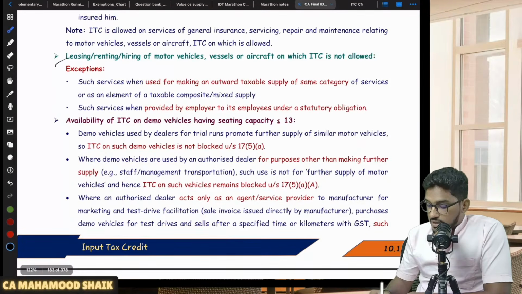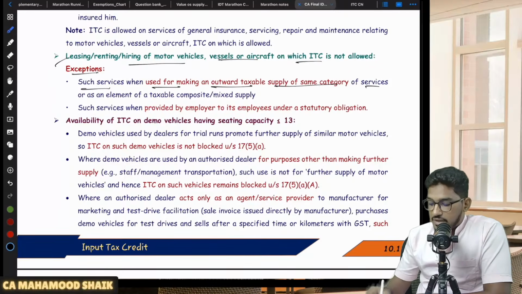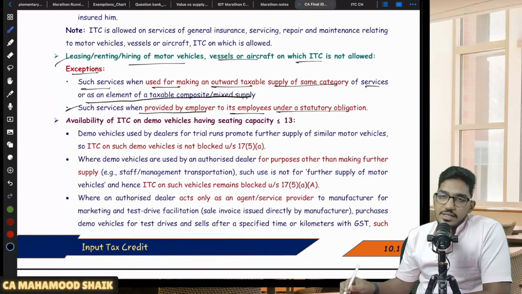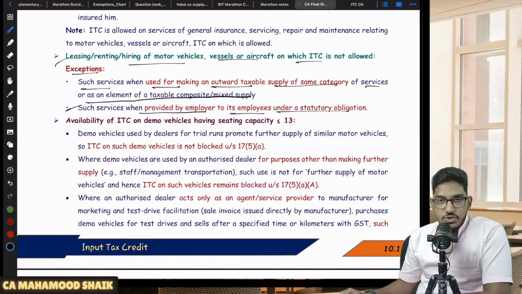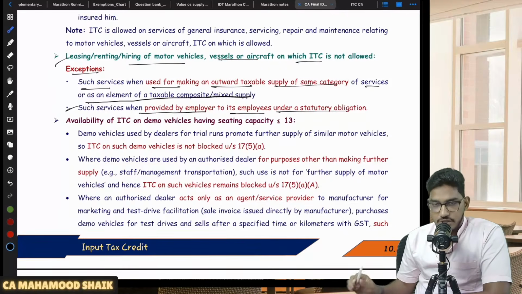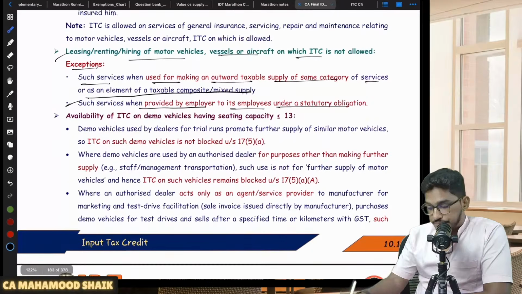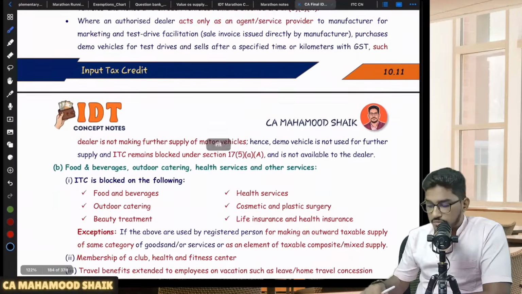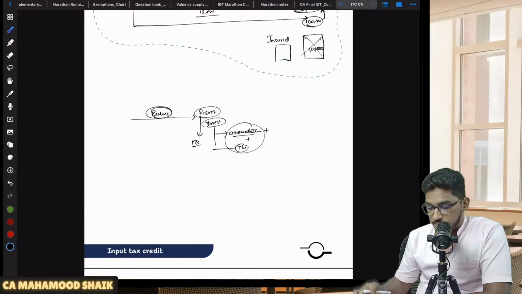So if you see here, leasing or renting or hiring of motor vehicles, vessels or aircraft is where ITC is not allowed. Exceptions: such services when used for making an outward taxable supply of the same category of services, or as an element of a taxable composite or mixed supply, as I have just told. Or when such services are provided by an employer to its employees under a statutory obligation, then also they can enjoy the input tax credit. Then there is no restriction. Understood? So this is regarding the motor vehicles related cluster of blocked credit.